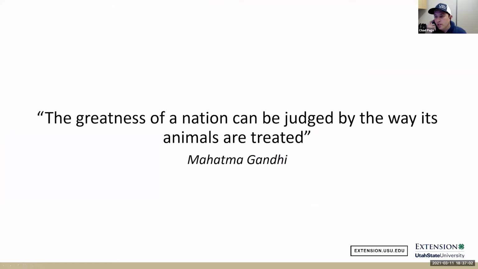Just want to open up with a quote that I came across the other day from Gandhi that was really good. It says, "The greatness of a nation can be judged by the way its animals are treated." And based on this quote, I would say that that's our goal as livestock producers, as small ruminant producers, to provide the best life for our animals that we can while they're in our care.